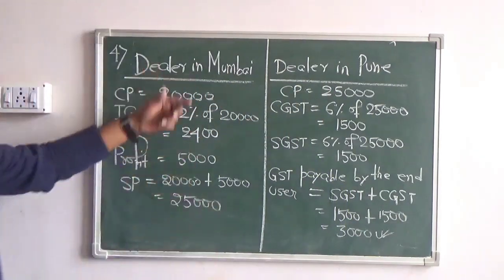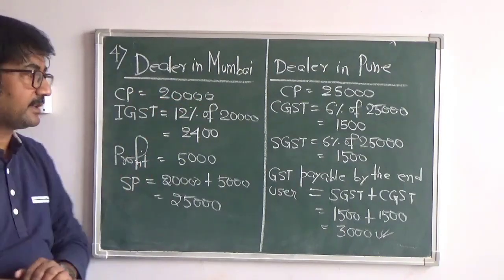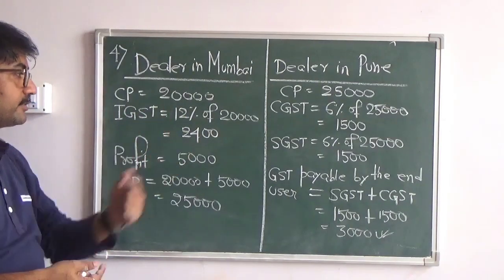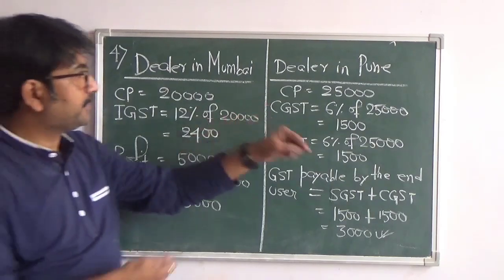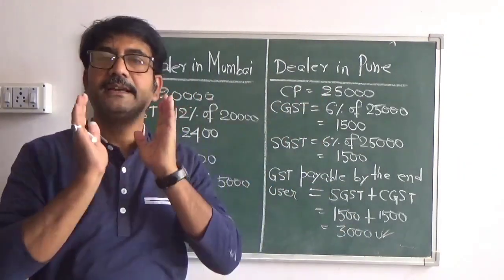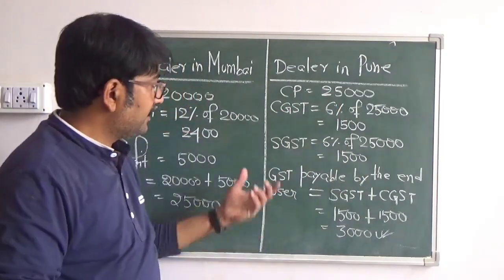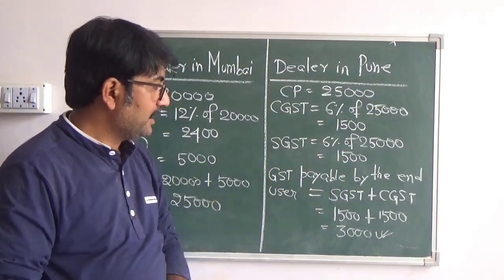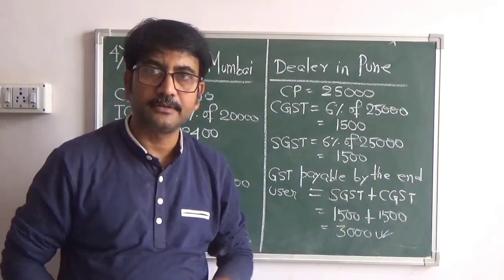Hope it is clear. So for the dealer in Mumbai, the cost price is 20,000. Since it is sold from Kota, Rajasthan, it is interstate, so 12% IGST is applicable, which comes to 2,400. Profit he gives 5,000, so the selling price becomes 25,000. The CP for the dealer in Pune becomes 25,000. Since it is a Mumbai to Pune transaction, it is intrastate, so CGST and SGST are applicable. CGST comes to 1,500 and SGST also 1,500. So the GST payable by the end user, that is the dealer at Pune, is the sum of these two, which comes to 3,000.